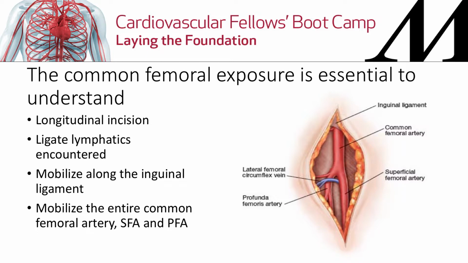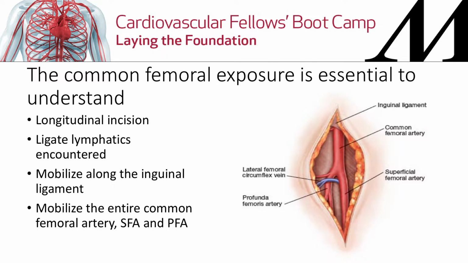After I get through the initial subcutaneous layers, I identify the inguinal ligament and I mobilize along the length of the inguinal ligament down, until I find and encounter the common femoral artery. It's the most constant place. So when you're operating on redo groins or very obese patients, this is the easiest way to find your common femoral artery. And once you find it, you can just track it straight down and mobilize the entire common femoral artery, SFA, and profunda femoral artery.